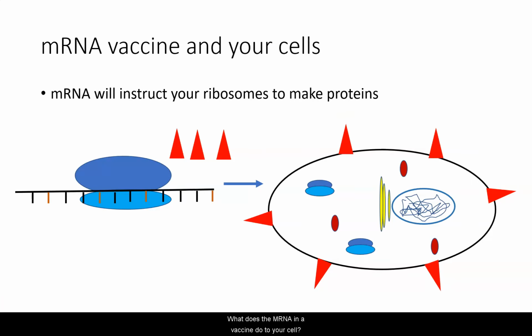So what does the mRNA in a vaccine do to your cell? Just like your own mRNA, the mRNA found in a vaccine will instruct your cells to make proteins. They do this by using your cell's ribosomes that I mentioned earlier in the video. As is the case with the COVID RNA vaccine, these proteins are then incorporated into your cell membrane. After its job is done, the messenger RNA is then broken down by your cell's enzymes.